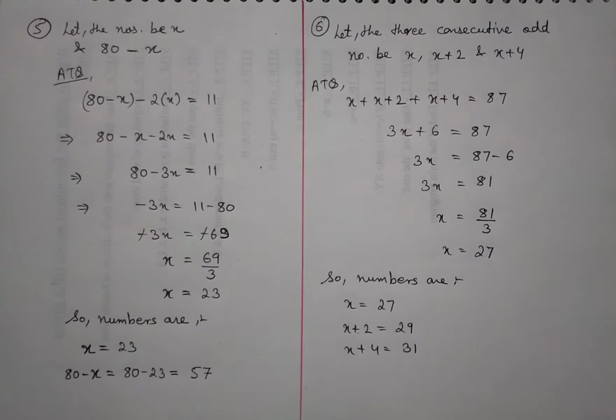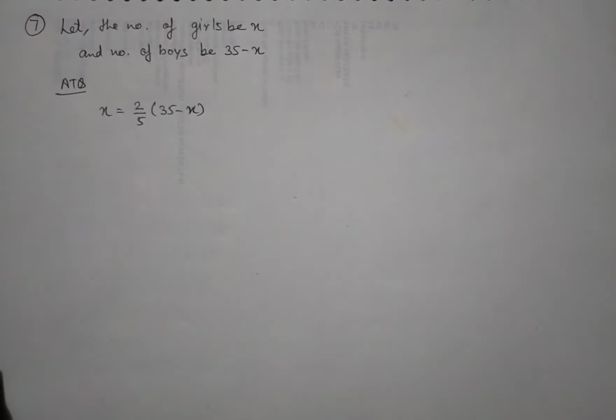Now let's see question number 7. Now in question number 7, in a class 35 students are there and the number of girls is 2/5 the number of boys. You have to find the number of girls in the class. So let the number of girls be x and therefore the number of boys will be 35 minus x. And according to the question, the number of girls is 2/5 the number of boys. Therefore we can write this as x equals to 2/5 in a bracket 35 minus x.